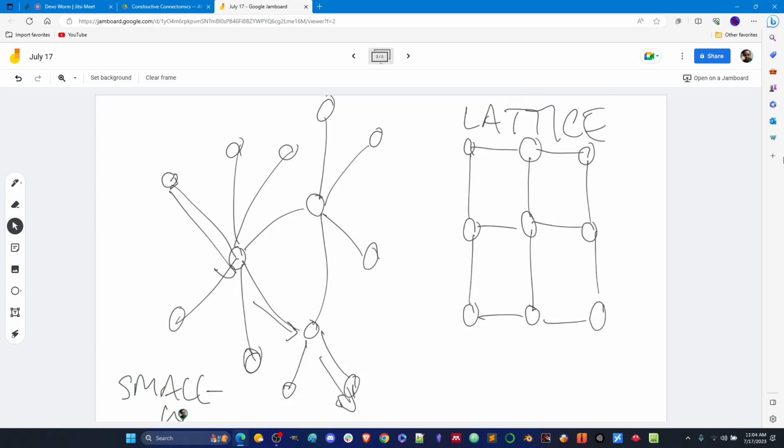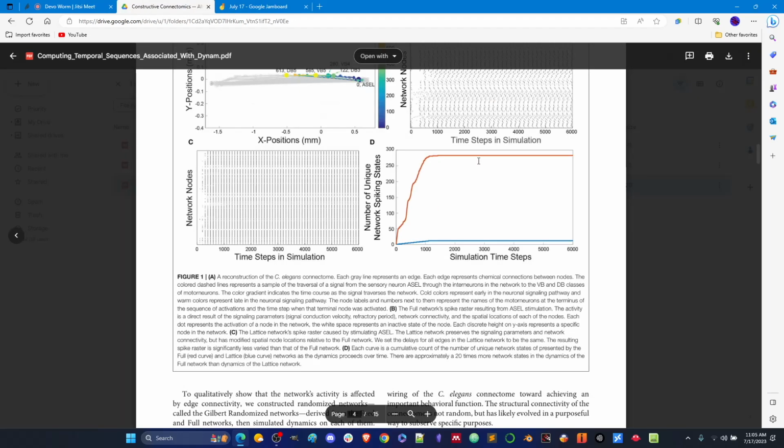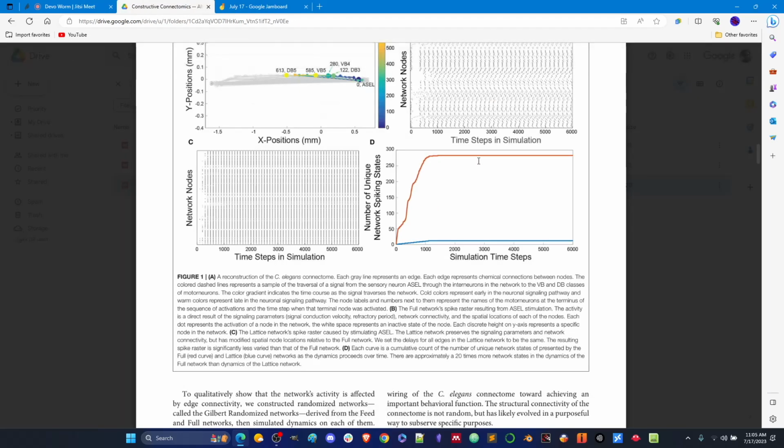And the point here is that the number of hops you need to take to go from one side of the network to another is going to be dependent on its position in the lattice, rather than being able to find hops between hubs and then finding another node on the other side. So this is why you get this kind of result. And if you see the simulation, it extends out quite a bit. It finds a large number of unique network spiking states very quickly.